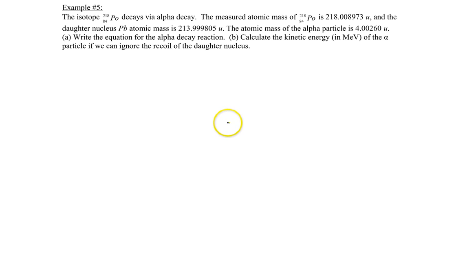Okay, welcome to example number 5. We're going to find the kinetic energy in a reaction where polonium decays by alpha decay and produces lead with this atomic mass. So the first part, we want to write the equation for this alpha decay reaction.